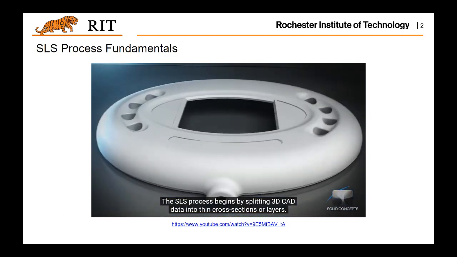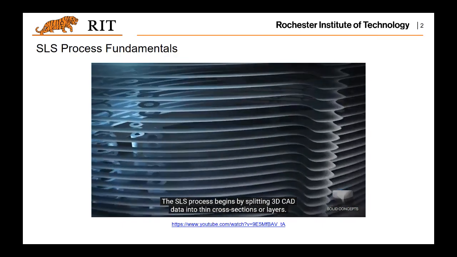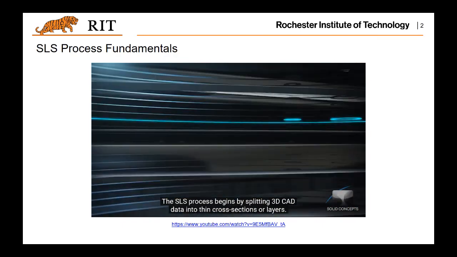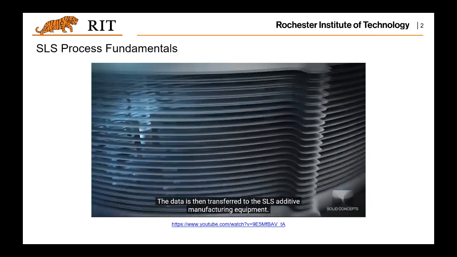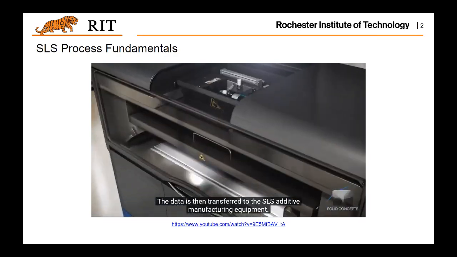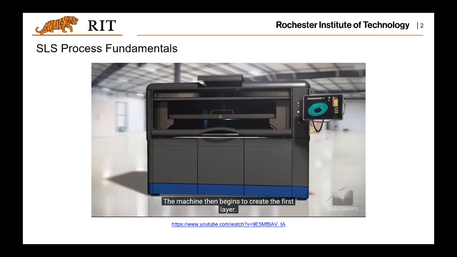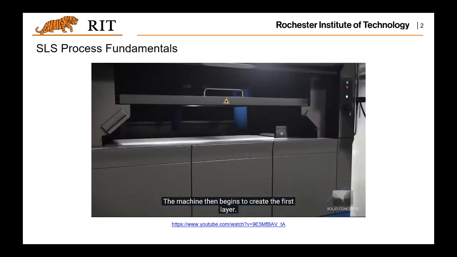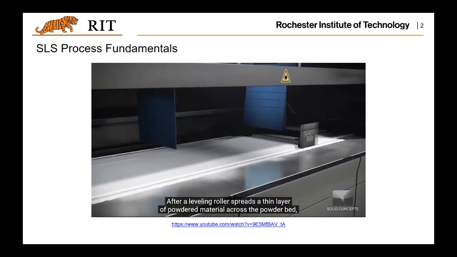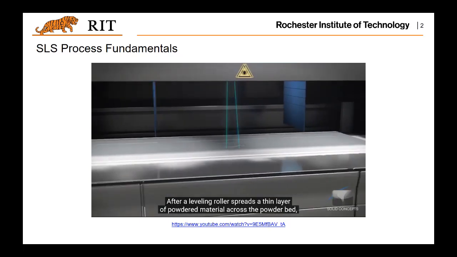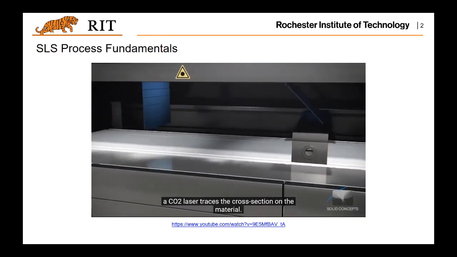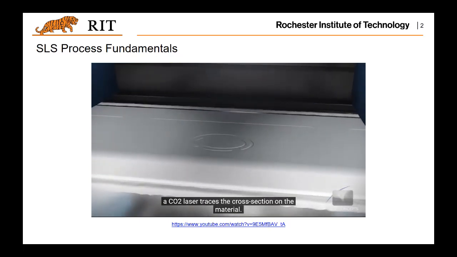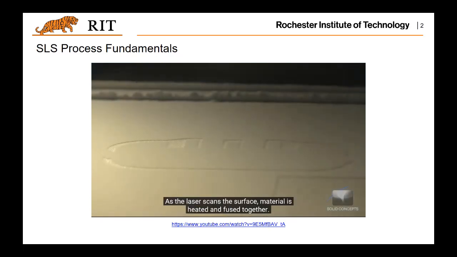The SLS process begins by splitting 3D CAD data into thin cross-sections or layers. The data is then transferred to the SLS additive manufacturing equipment. The machine then begins to create the first layer. After a leveling roller spreads a thin layer of powdered material across the powder bed, a CO2 laser traces the cross-section on the material. As the laser scans the surface, material is heated and fused together.